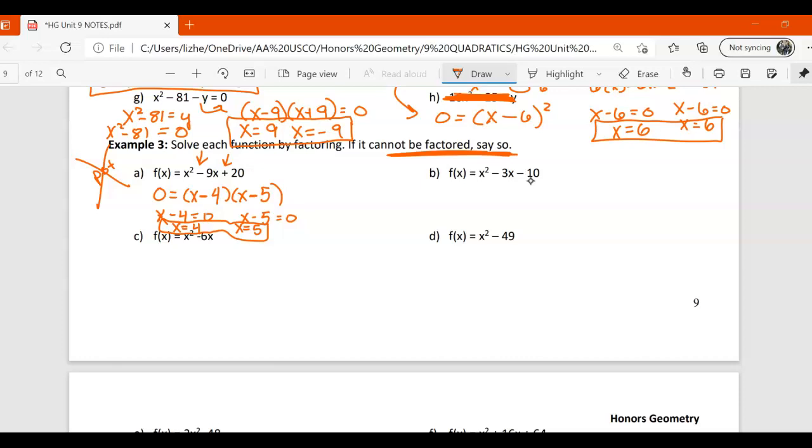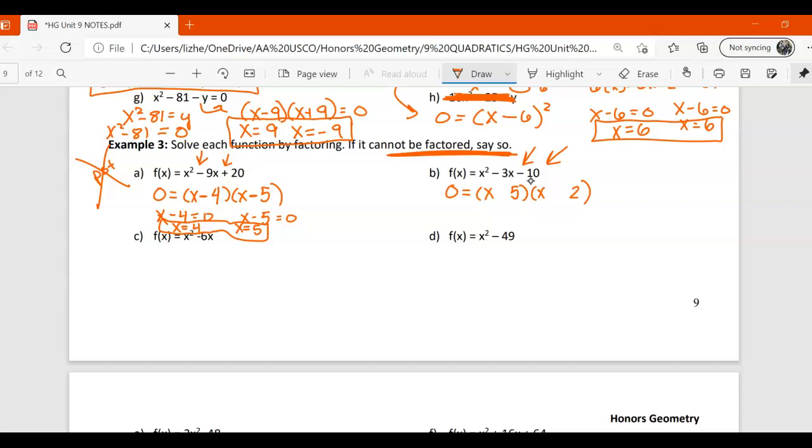For B, again, this is just a regular quadratic. It's not a perfect square trinomial because this is not a perfect square. So I'm going to go 0 equals, try to factor it, x times x. I need two numbers that multiply to give me 10. And this time, they're going to subtract to give me 3. I know it's subtracting because my signs are different. And so obviously 5 and 2 can subtract to give me 3.